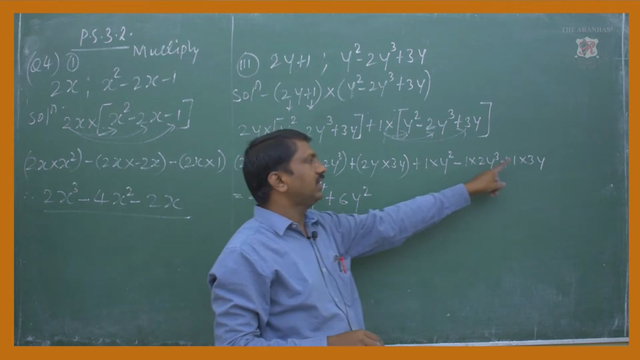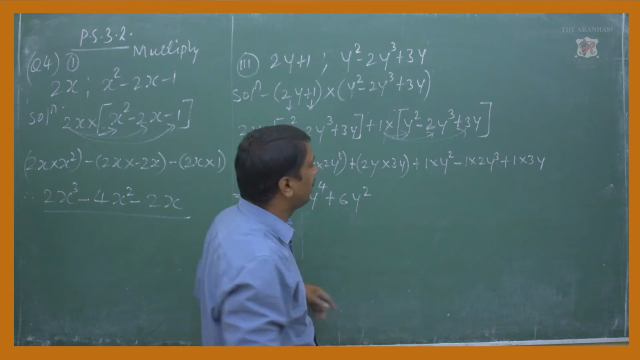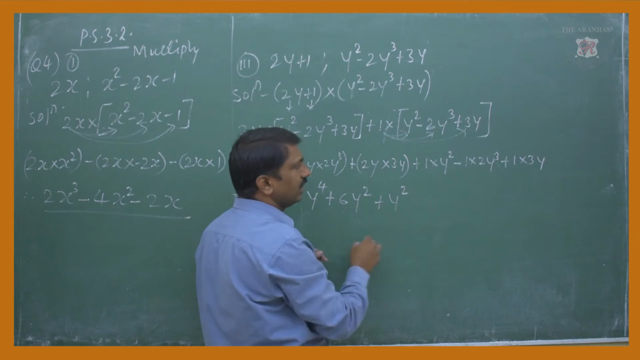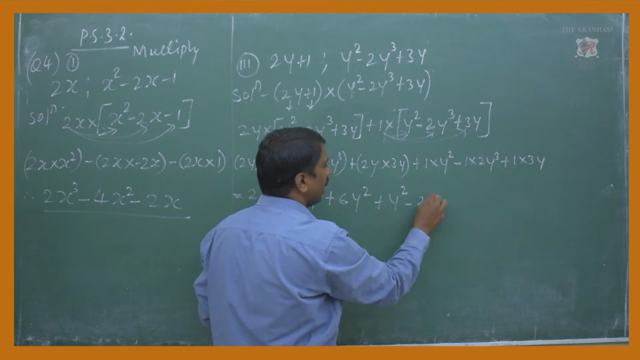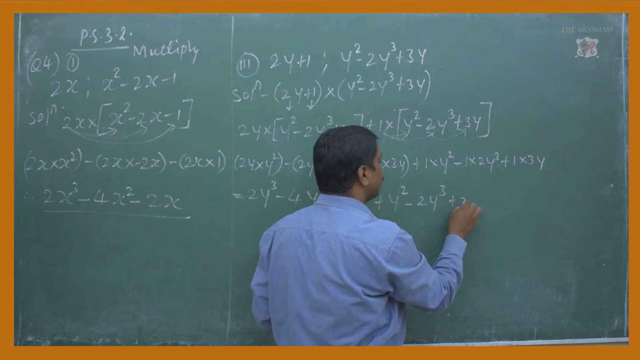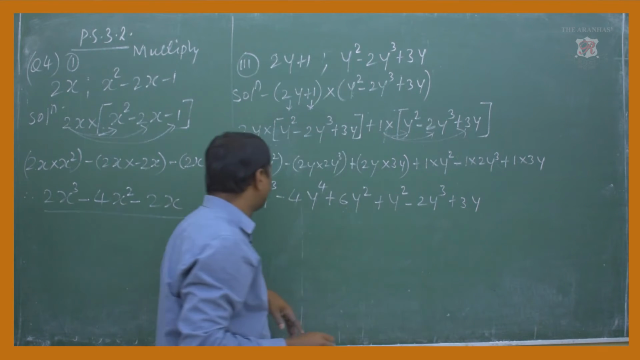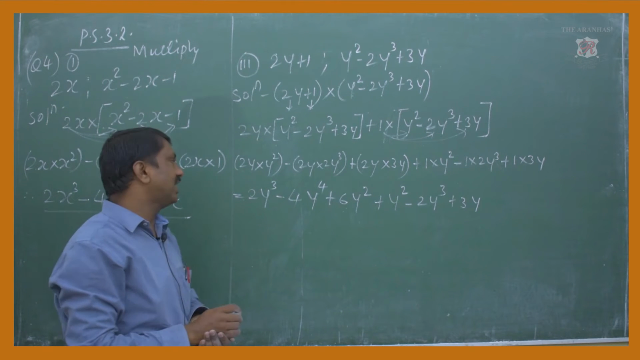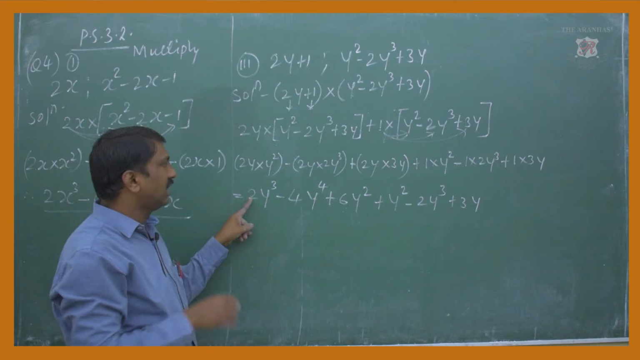If you multiply with 1, it will be the same. So plus 1 into y square, that is y square; 1 into minus 2y cube, that is minus 2y cube; 1 into 3y, that is 3y. After that, we can see there are some like terms. So which are the like terms?